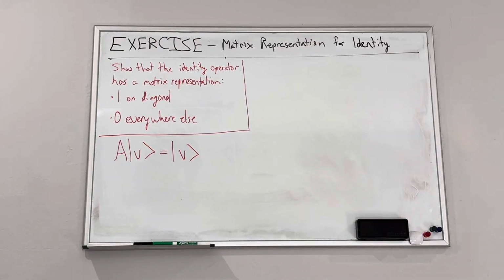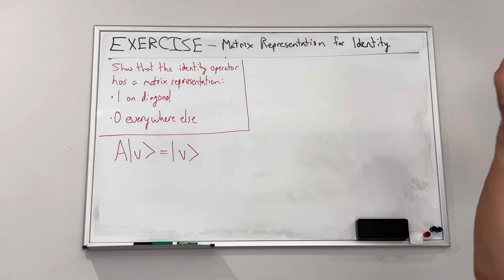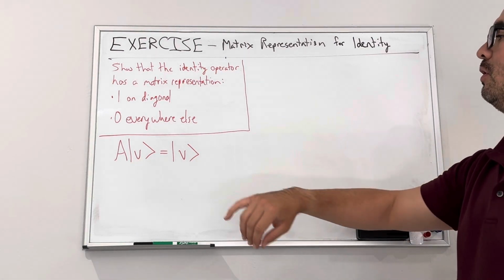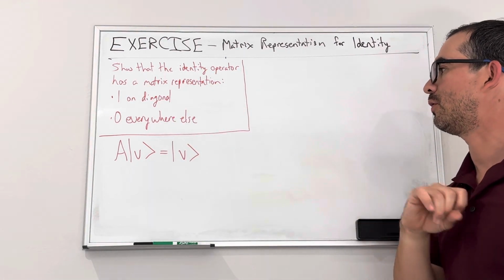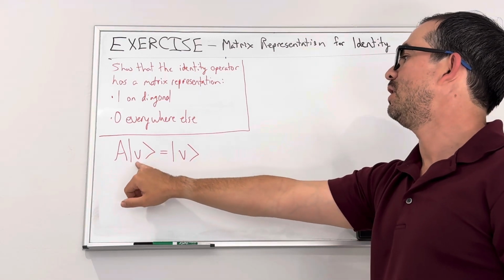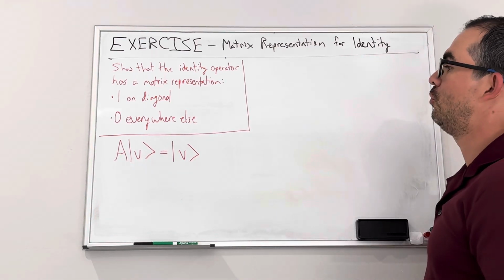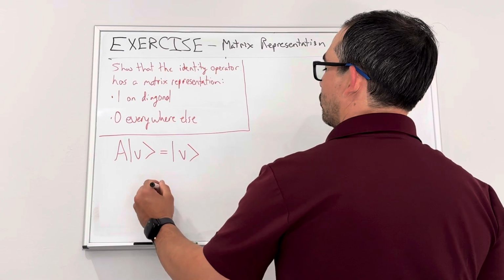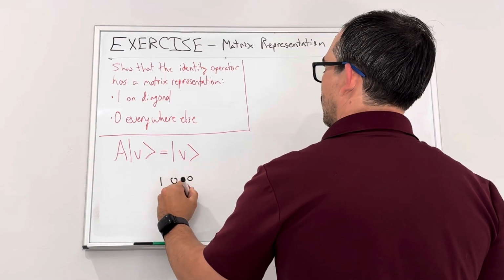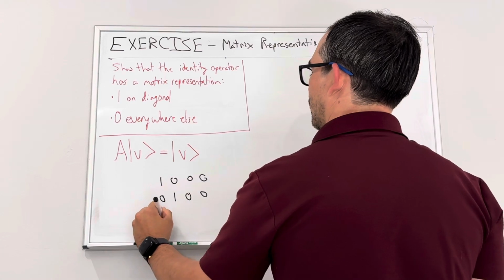So let's do one more exercise, the matrix representation for identity. I think this should be hopefully pretty fast. Just show that the identity operator has a matrix representation of 1 on the diagonal and 0 everywhere else. In other words, the identity operator, which applied to V just gives you the vector V back, show that it has a matrix representation that looks something like this, right?